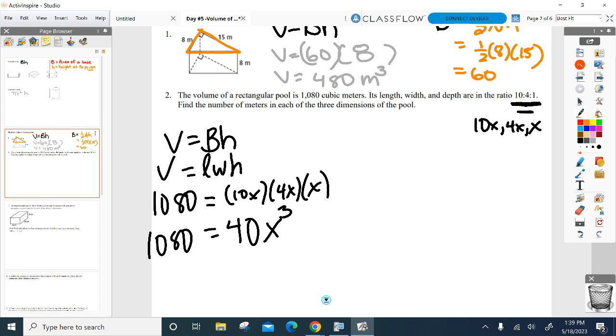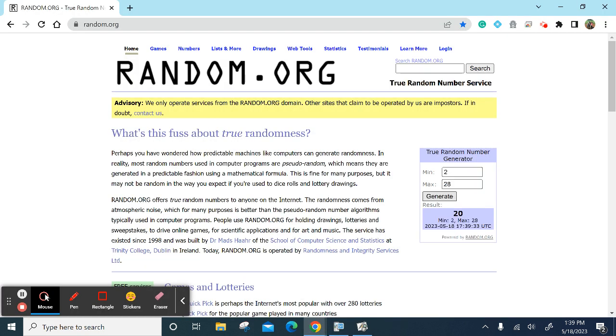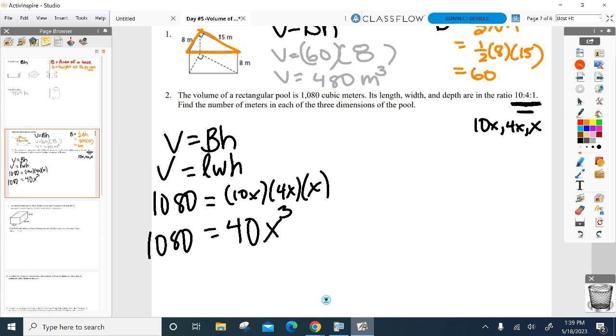What's next now to get x by itself? You cannot try to pull this business, only when the variable's by itself. What do you think we do next here? Divide both sides by the 40.